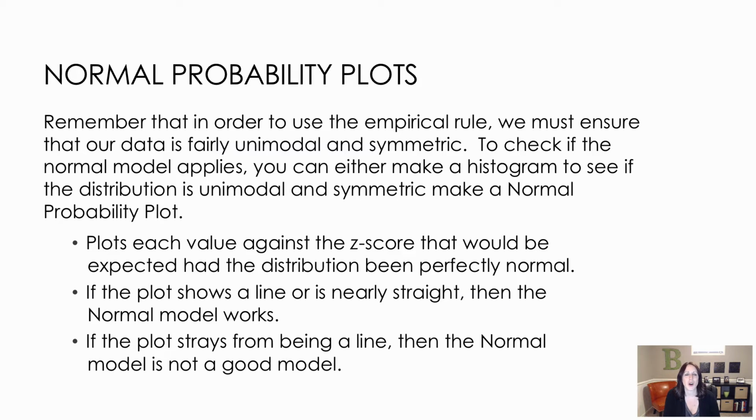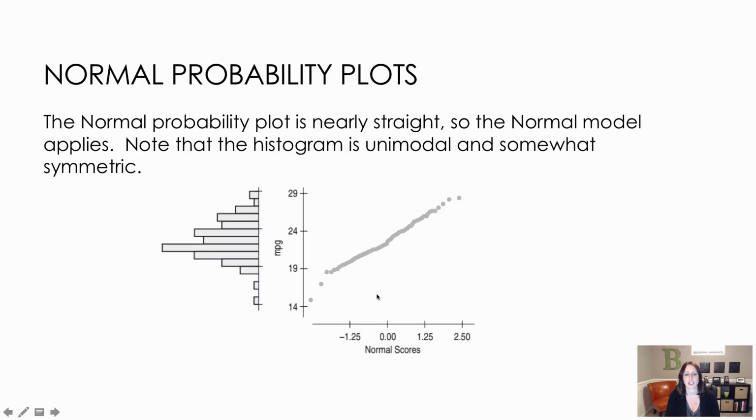But sometimes it's kind of hard when they make those histograms to see, is it truly normal? Like, how normal is normal? How do I know? So one really good way to check to see if something would fit the normal model is by making a normal probability plot, which is so super easy. Essentially what it does is it plots each value against the z-score that would be expected had the distribution been perfectly normal. So if it was exactly a normal curve, basically it's plotting those things against each other.